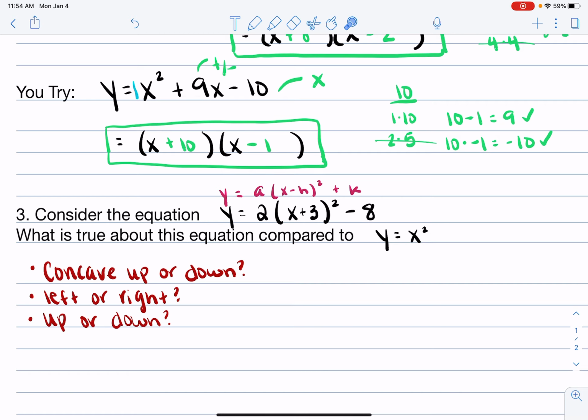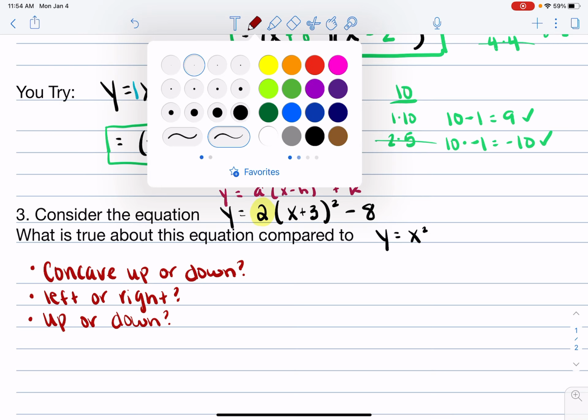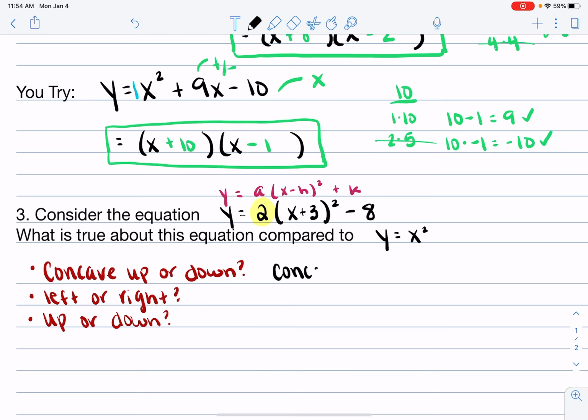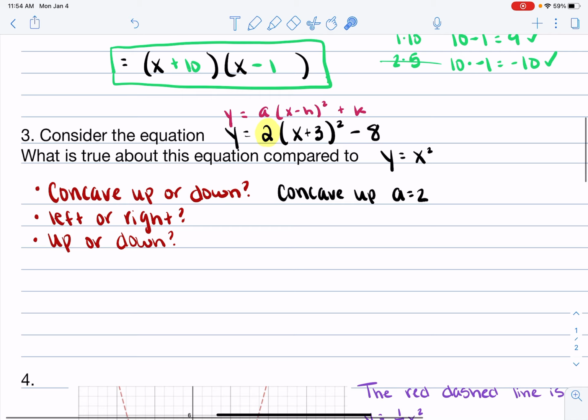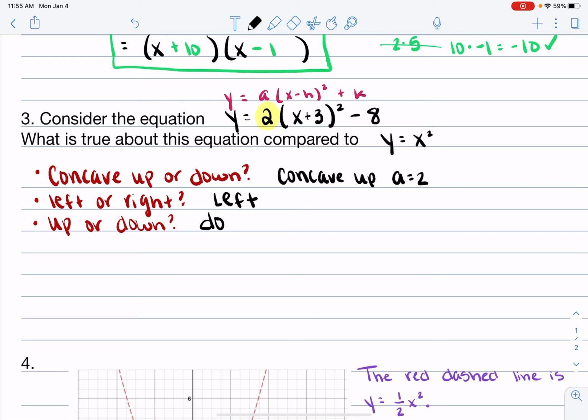So concave up or down, we can look at it, but that also is looking at what a is equal to. In this case, a is 2, which is a positive number, so that means it's going to be concave up. Okay, left or right? Well, h is what decides that. So remember we talked about always flipping it. Since that's a plus 3, that means we're going to be moving to the left, which we saw by looking at the graph. And then k decides if it's up or down. So we have a minus 8, so that means we're going down, which we saw by looking at the graph.